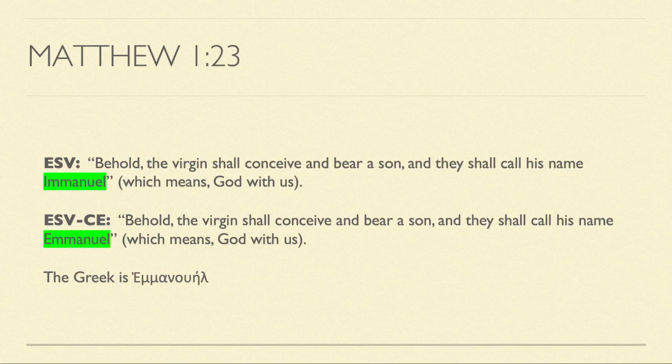In Matthew 1:23, Emmanuel was spelt with an I in the ESV and an E in the CE. Now the Greek does have an E, so that is a more literal translation in a sense. They are both literal from my perspective, and I wonder if that's perhaps down to Catholic usage of the word compared to Protestant usage of the word.